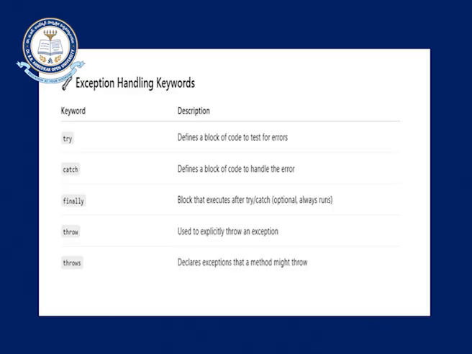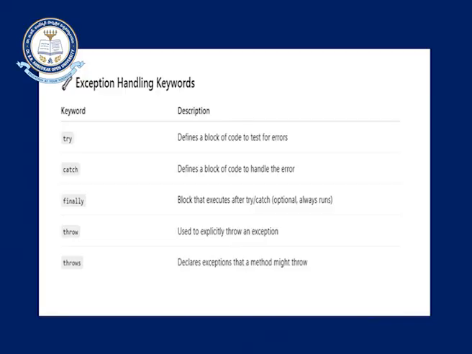So what are those keywords? Try, catch, finally, throw, throws. What is the purpose of the try keyword? It defines a block of code to test for errors. Suppose you write some code, that code will be under the try block. Why do we need the try block? Whatever code you wrote, if there are any errors we have to test for them. For that purpose we use try.